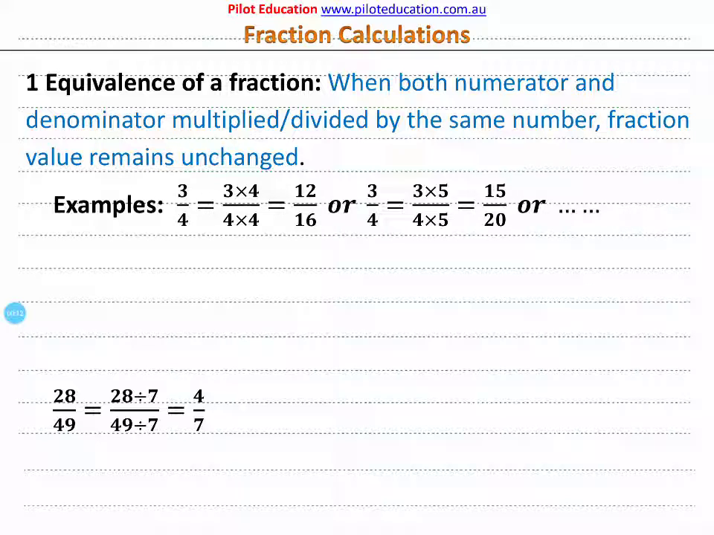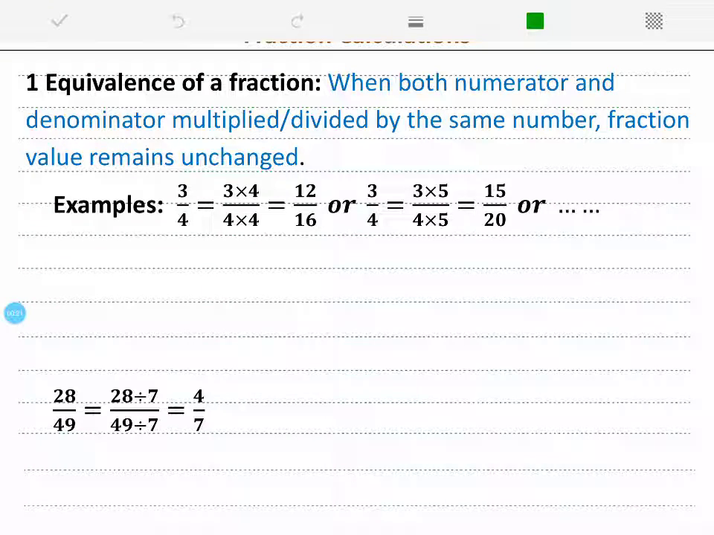When both numerator and denominator are multiplied or divided by the same number, the number could be a whole number, a fraction, or any other type of number, even a complex number when you study further, the fraction value remains the same, unchanged. Okay? Let's see one example.